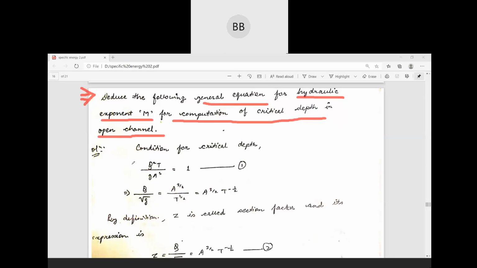So we all know the condition for critical depth or condition for critical flow. I think we have already derived this expression. So you write down this expression: Q square T by g A cube is equal to 1, and put equation number 1. This equation we have already derived.